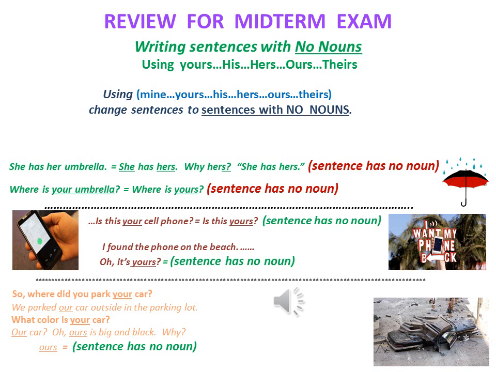Okay. In the green, where is your umbrella? Where is yours? In the sentence, where is yours? You don't say umbrella. The person already knows what you're talking about, so often you're pointing at it. Hey, where's yours? Is this your cell phone? Is this yours? You found a pencil, you hold it up. Everybody looks at it. Everybody knows what you're talking about.